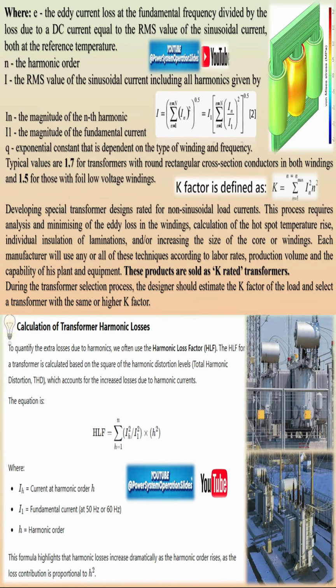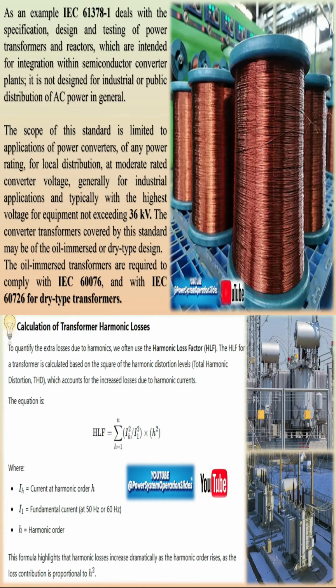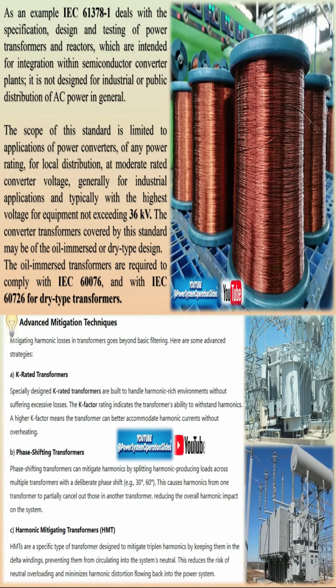Stray losses. Losses caused by leakage flux, magnetic flux that doesn't follow the intended path, linking with structural components such as the tank, windings, and other parts. These losses result in circulating currents and eddy currents in components other than the core. Stray losses in structural parts.